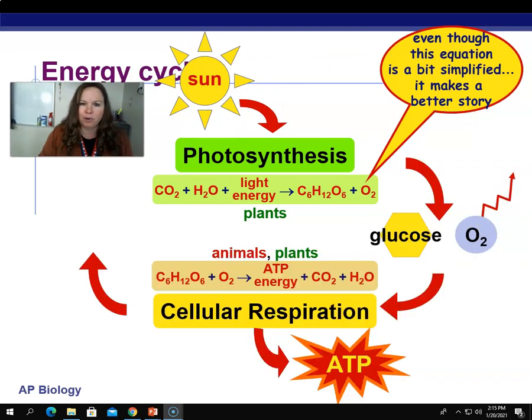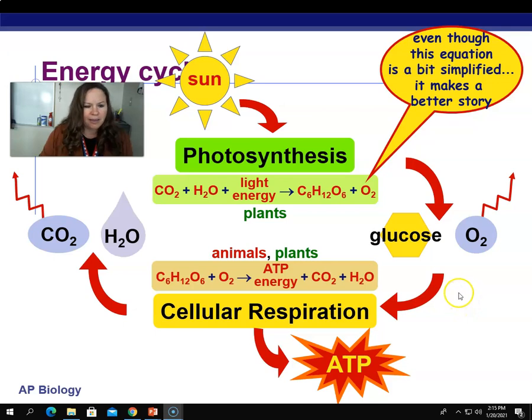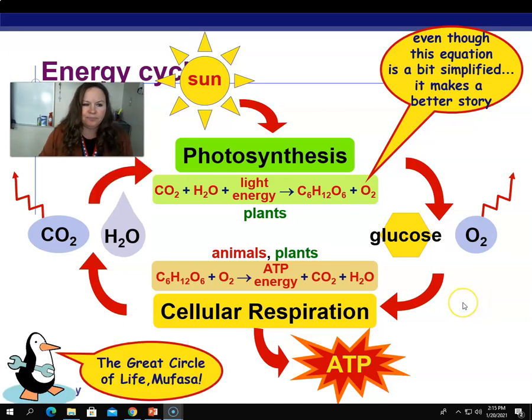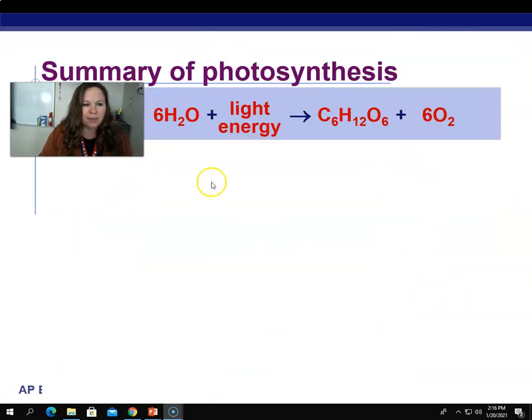So there's our summary diagram. Notice that this equation using glucose is kind of a bit simplified. It should actually be G3P right there, but it's easier to say glucose. Plus, glucose is so important in cell respiration, we just like to say glucose. So the great circle of life, how producers can do all this stuff for us.